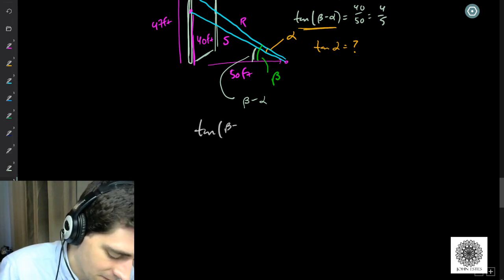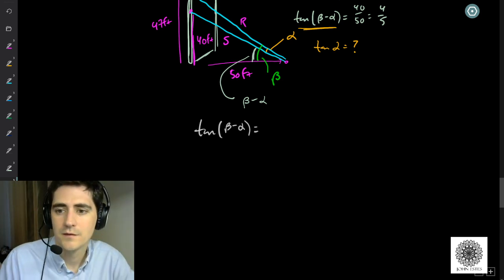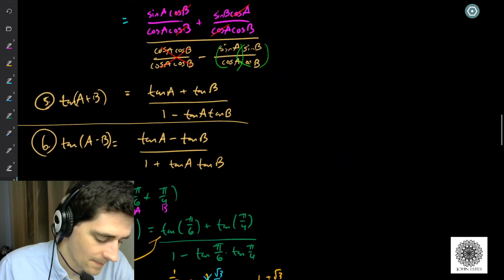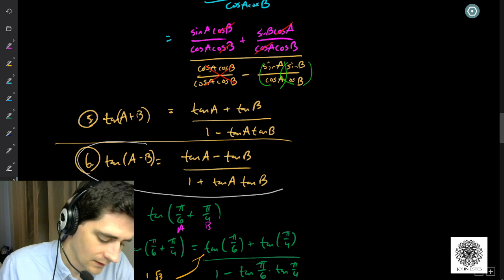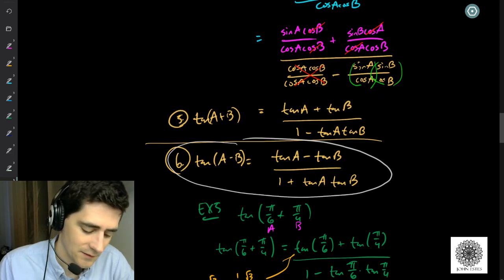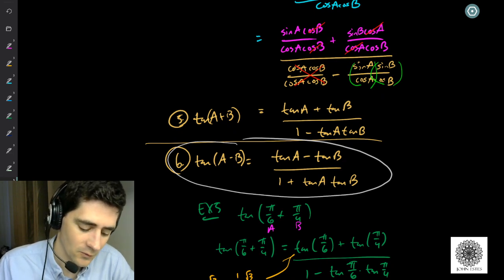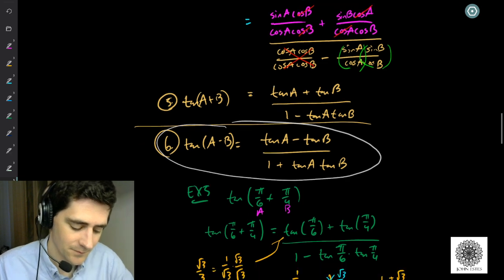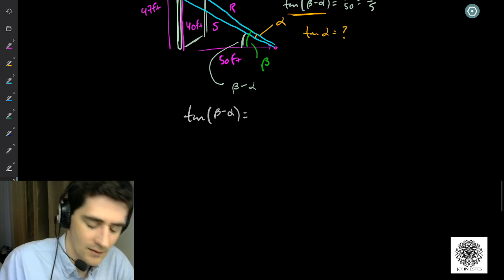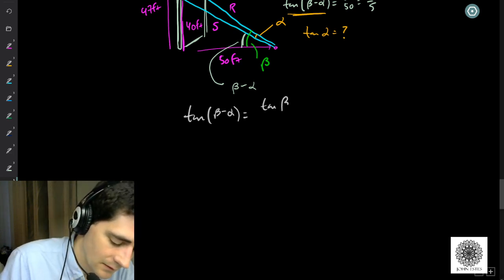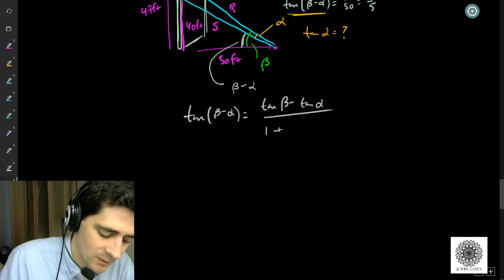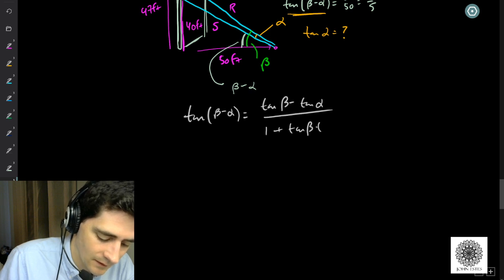Tangent of beta minus alpha, we know. What's the trig identity? You want to see it again? Come up here. There it is. This is the one we're using. Tangent of A minus B is tangent A minus tangent B over 1 plus tan A times tan B. So tangent of beta minus alpha is going to be tan beta minus tan alpha over 1 plus tan beta tan alpha.